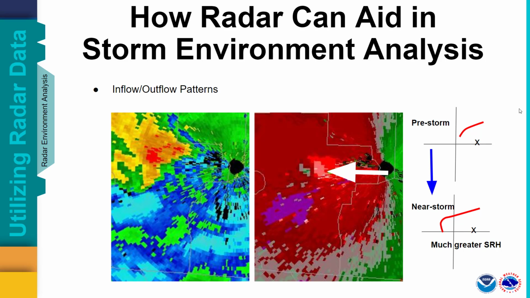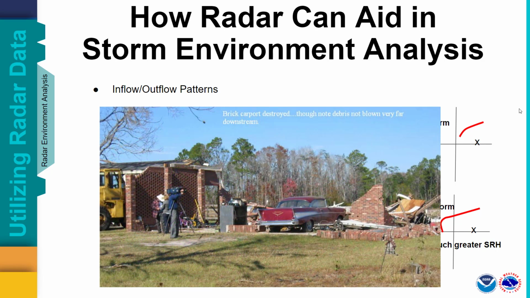Instead, the mesoanalyst must mentally adjust the sounding or hodograph based on these types of signatures to better understand the actual environment the storm is experiencing and what that could lead to. Not an easy task. The storm ended up producing a tornado that caused some damage as shown here.